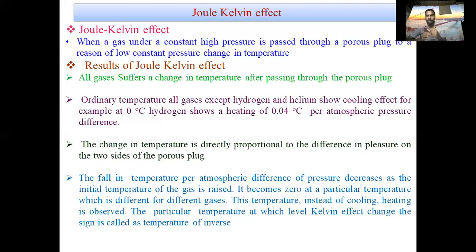Suppose the temperature has some value. At or below that value, the gas shows a cooling effect; above that particular temperature value, the gas shows a heating effect. The cooling and heating effects are bounded by some initial temperature. That particular initial temperature is known as the inversion temperature.